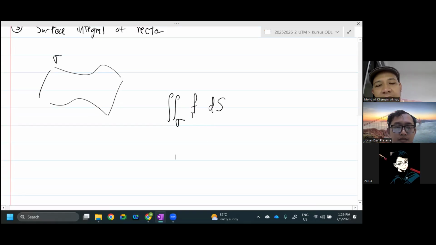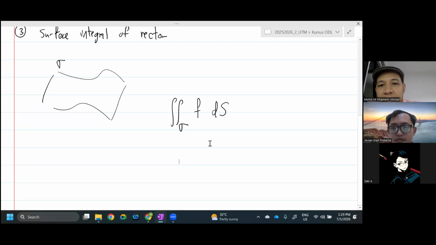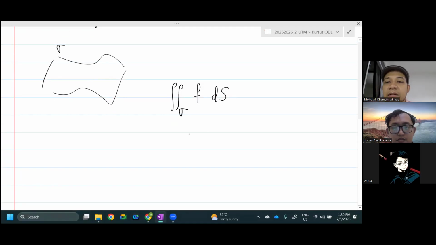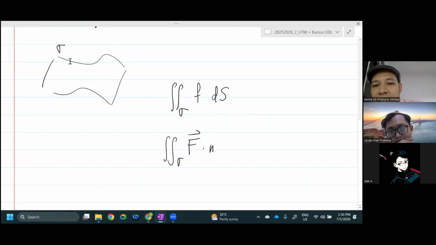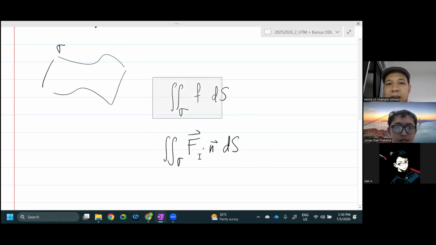Next, when this function is a scalar, it is just a number. You can understand a scalar as a number here. Whereas we can also integrate a vector field. We denote this as a vector field, over this surface, sigma. So these are the two things that I'm going to discuss with you today.